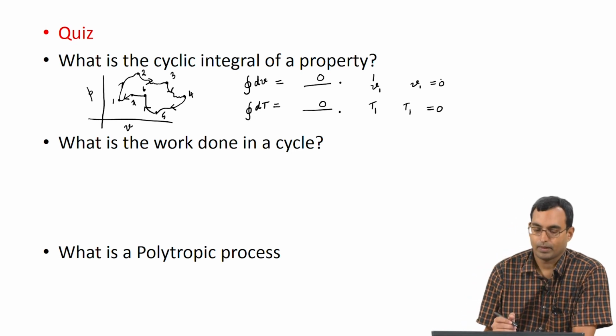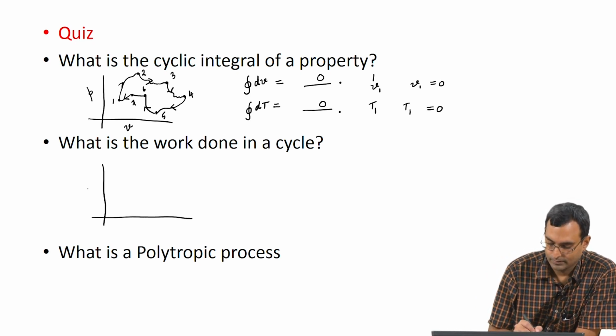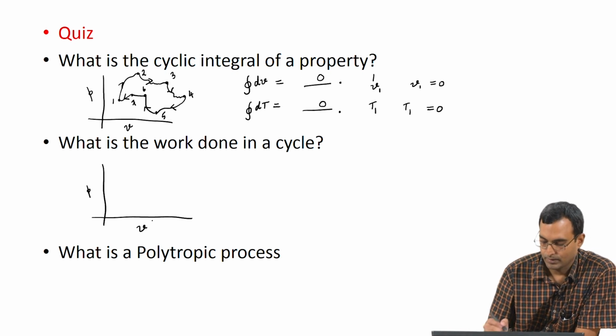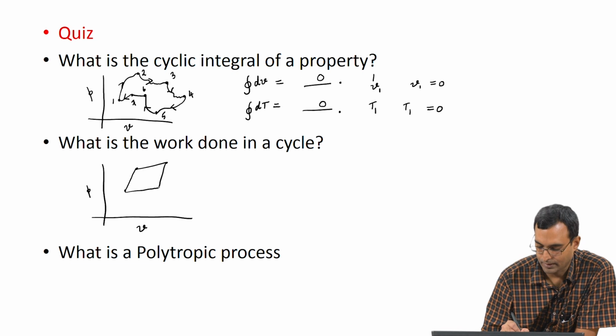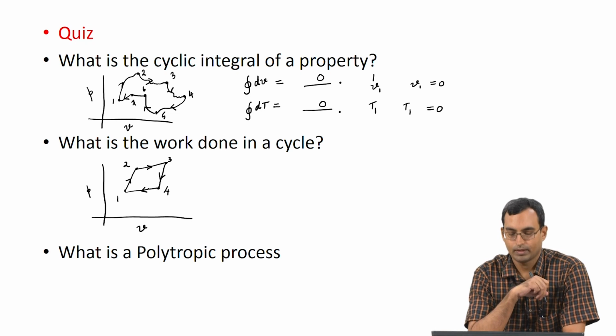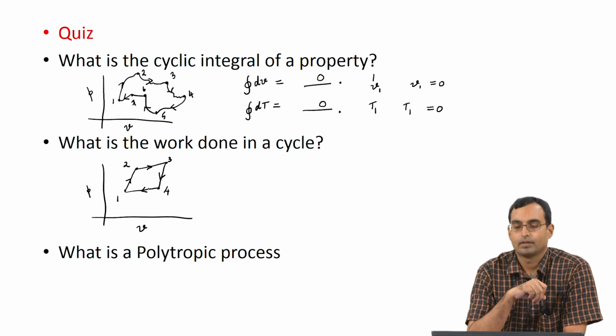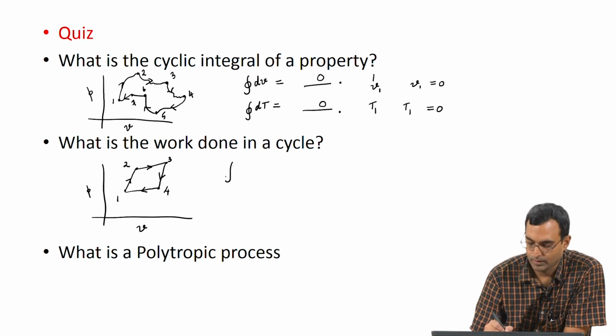Which now brings us to the second question: what is the work done in a cycle? We can look at the same kind of cycle, maybe just for simplicity I will make it with a fewer number of processes. Let us say I draw something like this. I go from 1 to 2, 2 to 3, 3 to 4 and back from 4 to 1. So, what is the cyclic integral of work, or what is the work done in this cycle? What we are trying to find out is this quantity.